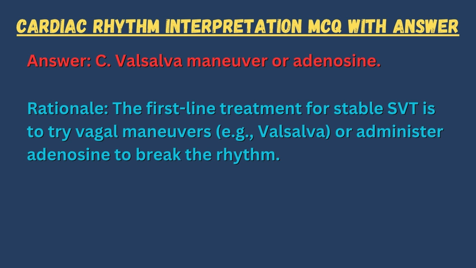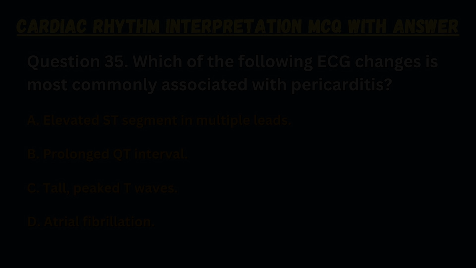Answer. C. Valsalva maneuver or adenosine. Rationale. The first-line treatment for stable SVT is to try vagal maneuvers, e.g. Valsalva, or administer adenosine to break the rhythm.